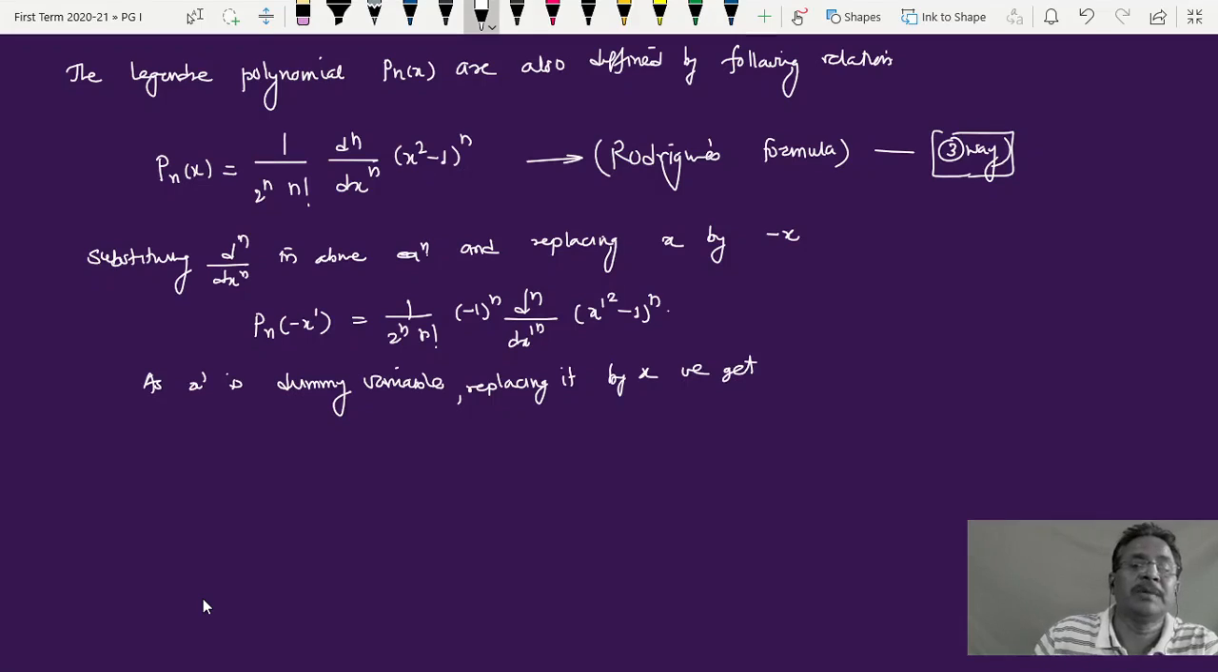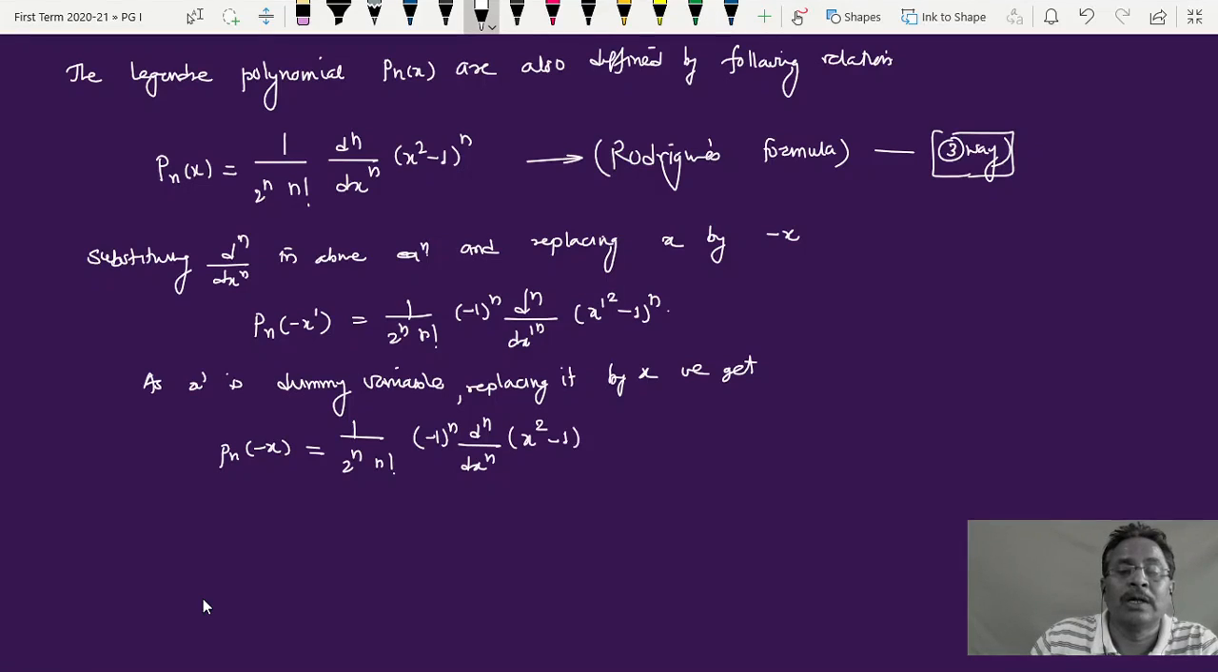So replace this x prime by x again. I'll get Pn of minus x is equal to, now the things on the right hand side will remain as it is, 1 upon 2 raised to n factorial, now minus 1 raised to n into d raised to n upon dx raised to n into x square minus 1 raised to n. And now everything is the same. So here except this, everything is like Pn of x. So therefore Pn of minus x is equal to minus 1 raised to n into Pn of x.